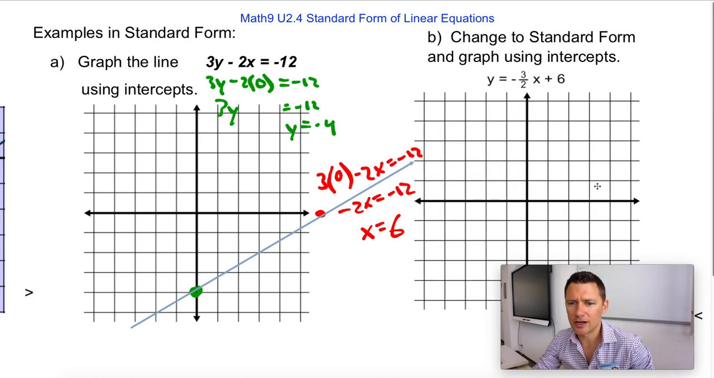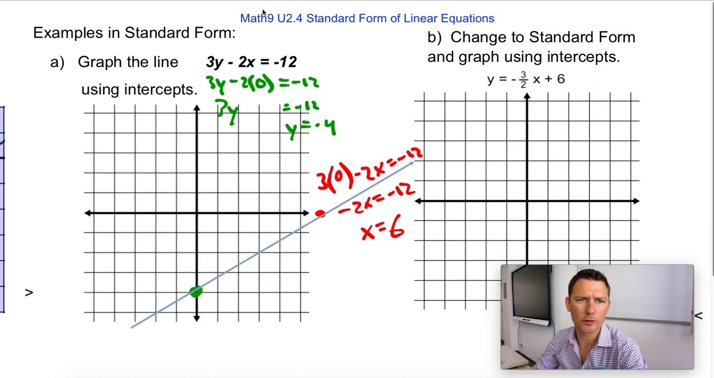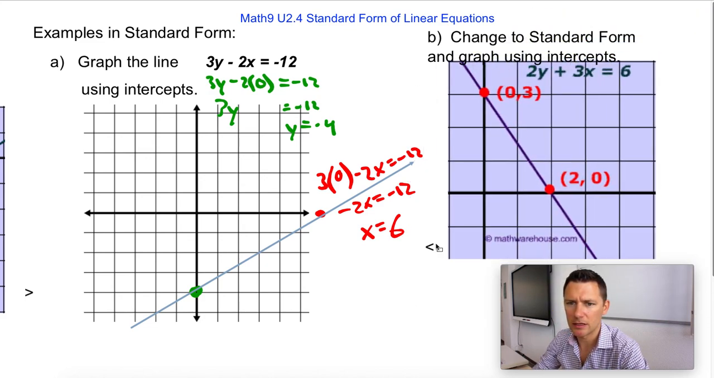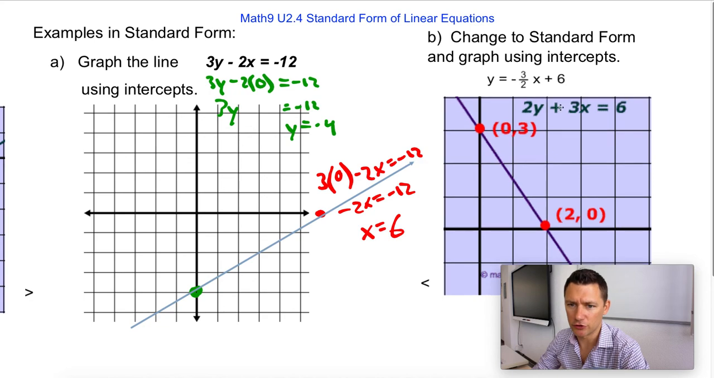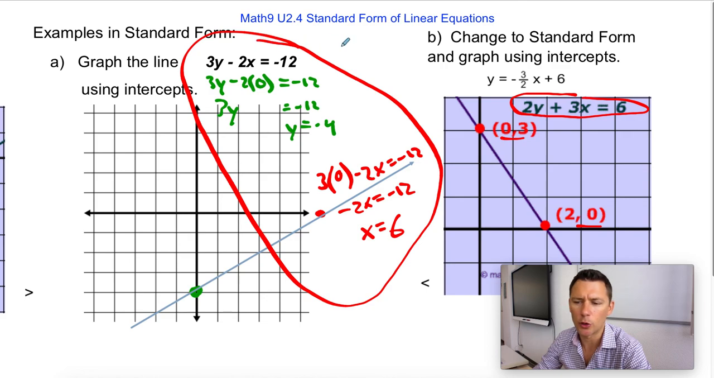If you tried this one, you can switch things around as well. And so this will turn into a standard form equation, and it should turn into this standard form equation if you're careful with it, and then these are your intercept points. Try those. If you can do this, you're golden.